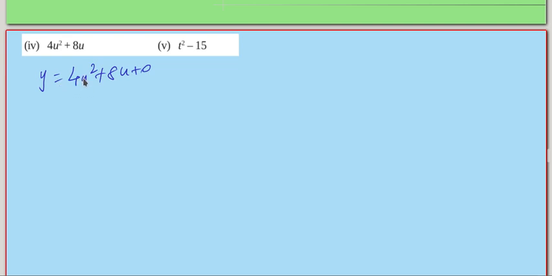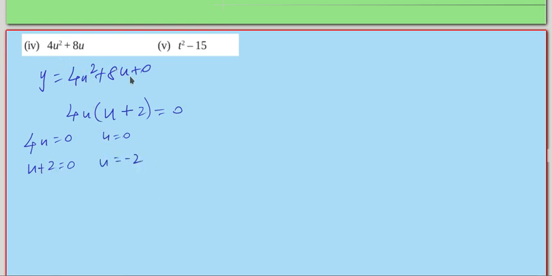For this polynomial, we can take 4u common outside. If we take 4u outside, what will come? u plus 2 will come, right? 4u square gives 4, and 4 twos are 8. It is equal to 0. That is nothing but 4u equal to 0, or otherwise u plus 2 equal to 0. From this we get u equal to 0 or u equal to minus 2.